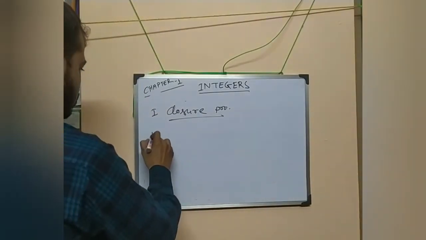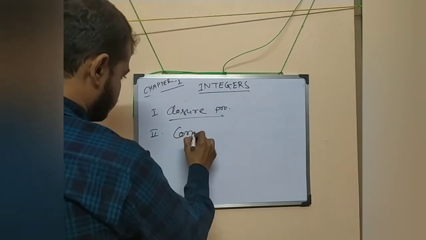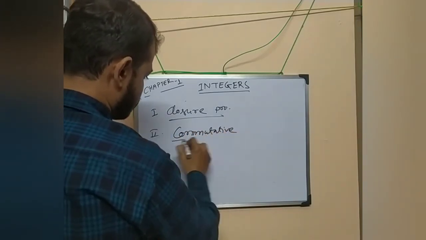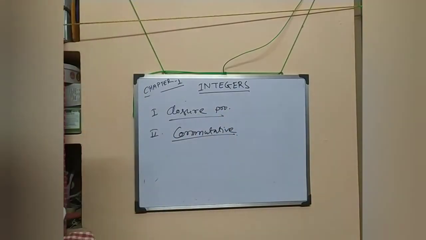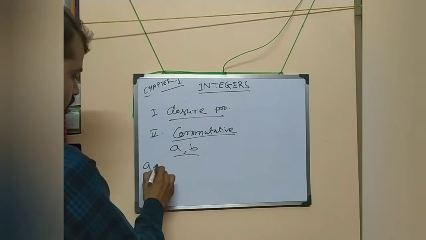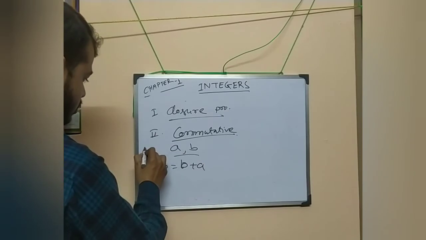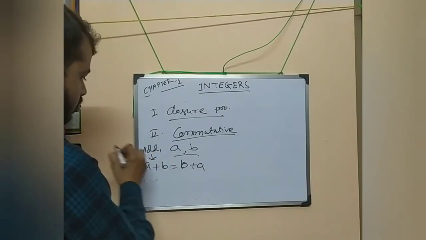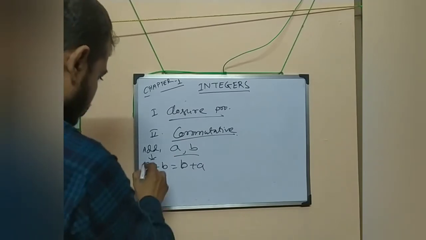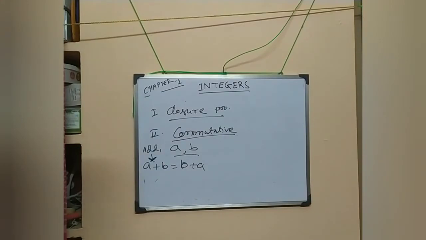Now number 2, the commutative property. For addition we see, if a and b are two integers, then a plus b equals b plus a. So the commutative property holds for addition.